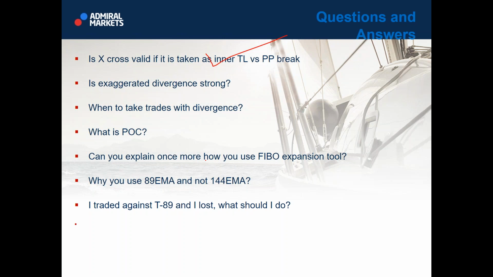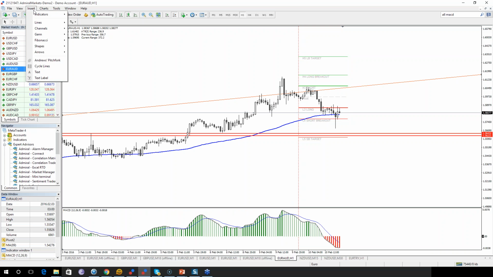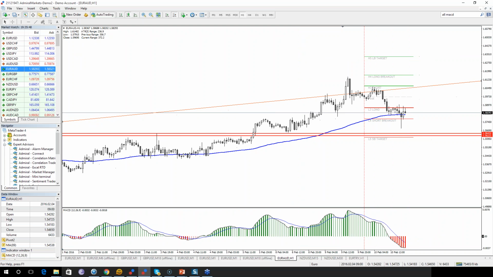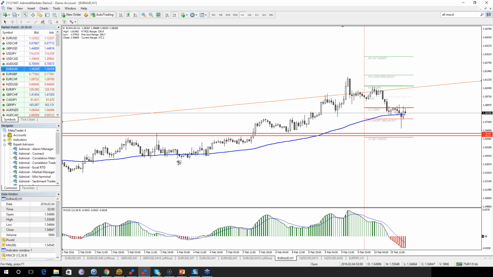Can you explain once more how you use FIBO expansion tool? Of course, FIBO expansion. For example, you want to take a long trade here. This is how you should do it. Okay, this was the swing low, swing high. Swing low, after the swing high, this was a swing low. Like this.